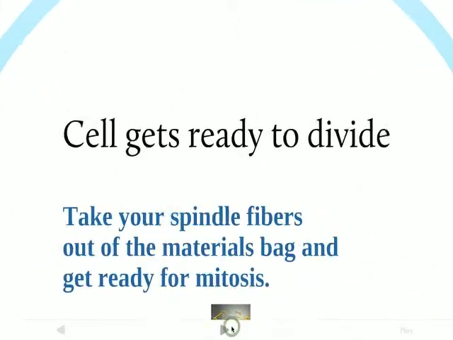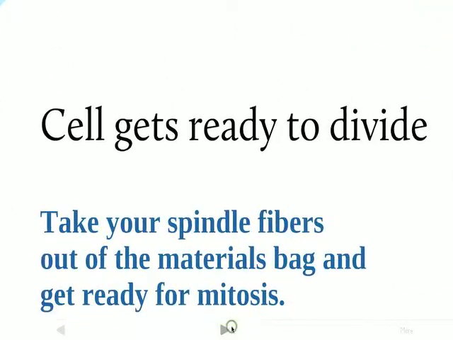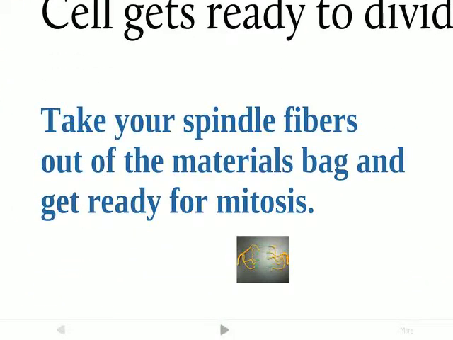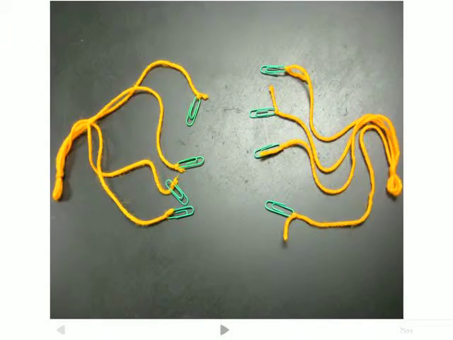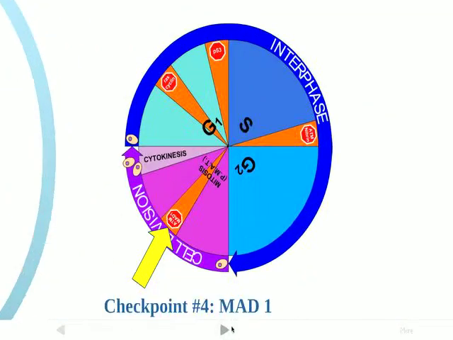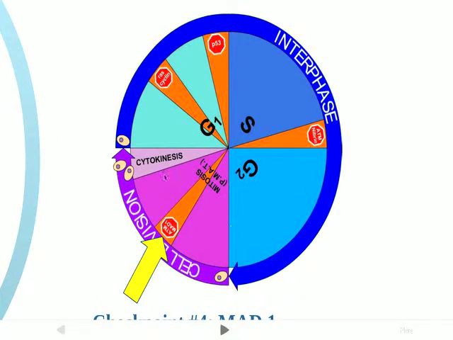Then we're ready to move on to the G2 phase of the cell cycle. And in this phase, the cell gets ready to divide. So we took the spindle fibers out of the materials bag and prepared for mitosis. This is what the spindle fibers look like. And then we're going to move into the cell division portion of the cell cycle. So we've now completed interphase. We're going to begin cell division.